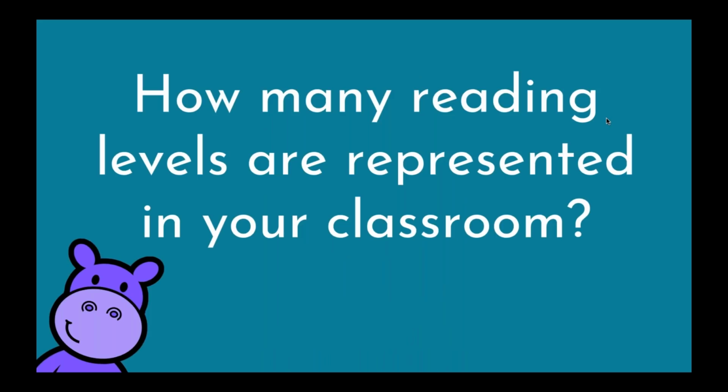But to kick us off, I wanted to ask a question, and you can either just think about this on your own in your mind, or you can type it into the Q&A box and I'll watch the answers come in. How many reading levels are represented in your classroom? Is everyone in your classroom reading at the same grade level? Are they all on level? Or do you have some students who are maybe a grade or two behind in reading level? Maybe you have some students who are a grade or two ahead in reading level. Or maybe even more, maybe you have 3 or more grade levels behind or 3 or more grade levels above represented in your classroom.